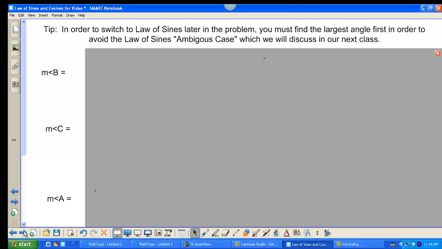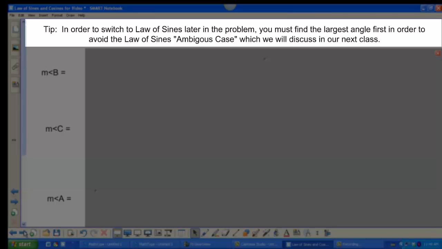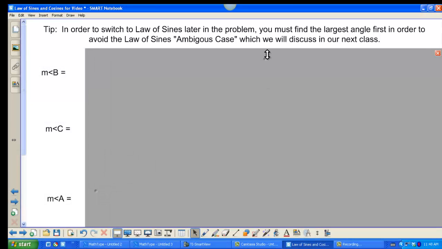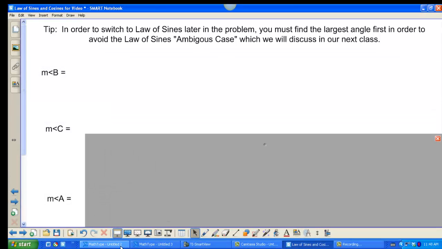It's easier for me to cross multiply. I gave you a lot of steps in the previous problem that you probably don't even need. But in order to switch to law of sines later in the problem, which you are allowed to do, you have to find the largest angle first. That's because you can get an ambiguous case with the law of sines, which, stay tuned, we will learn next time we come to class.